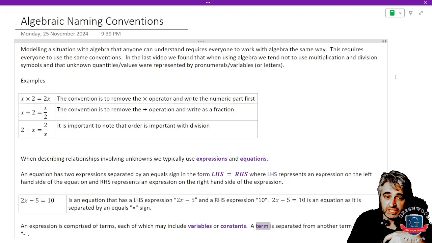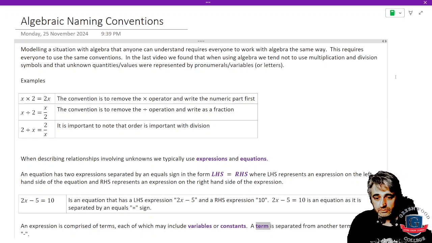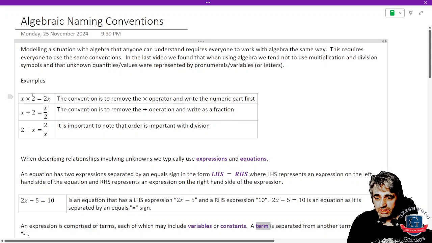In the last video, we found that algebra doesn't tend to use multiplication and division symbols, and that we use letters to represent unknown quantities. That's summarized here. X times 2 we usually write as 2x. X divided by 2 we'll write as x on 2, and 2 divided by x we'll write as 2 on x. And we emphasized that order was important.